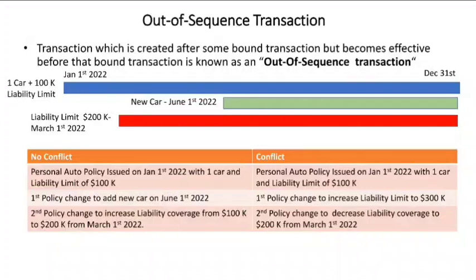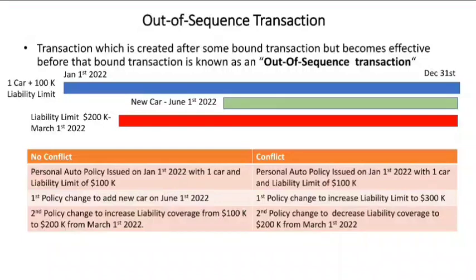Whereas when you do a second policy change where you're increasing the liability limit from 100k to 200k, by default the system will apply this 200k liability limit from January 1st, 2022 until June 1st, 2022 to only one car. From June 1st, 2022, this 200k liability limit will be applied to both car number one and car number two. So there is no conflict because you did a policy change of two different coverages or scenarios. The conflict comes where you are doing both the policy changes on the same field.